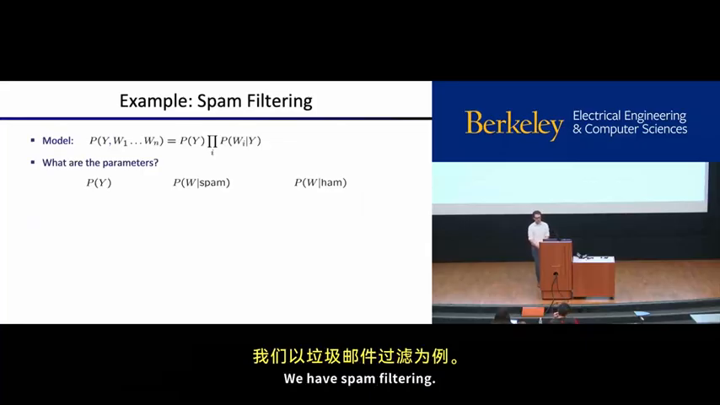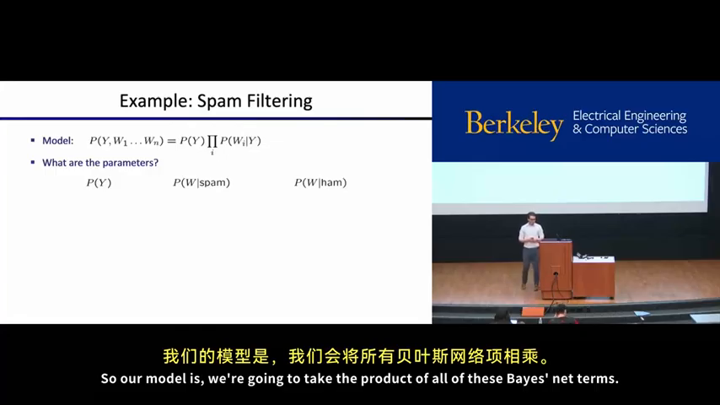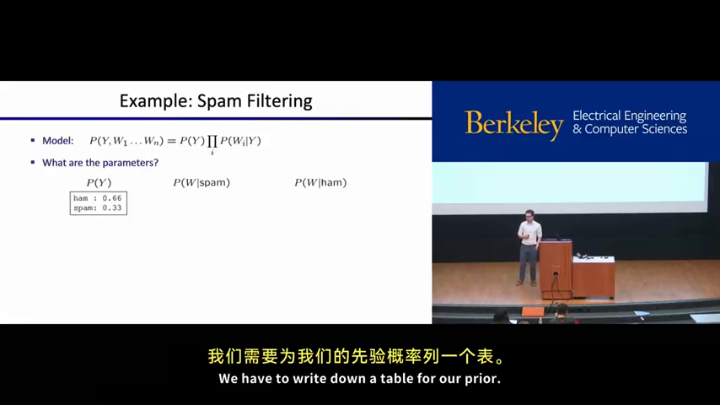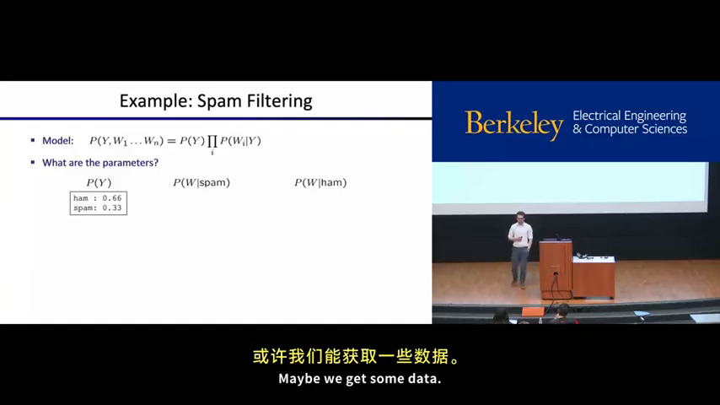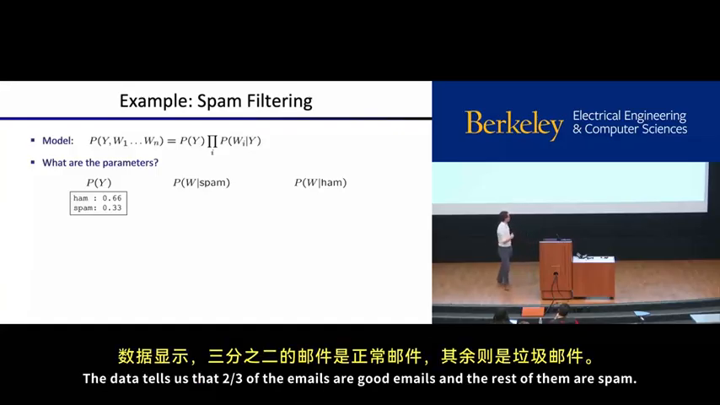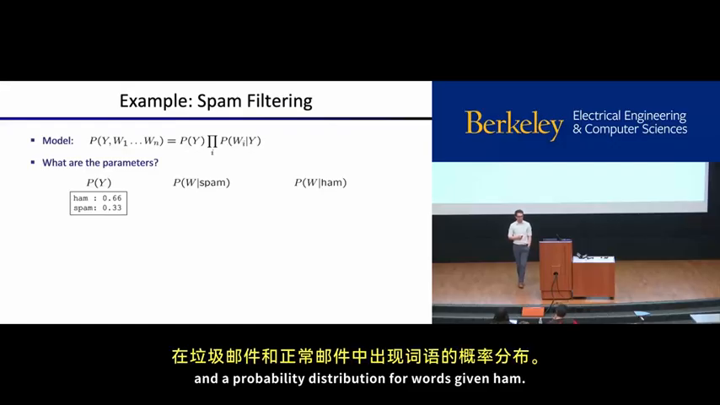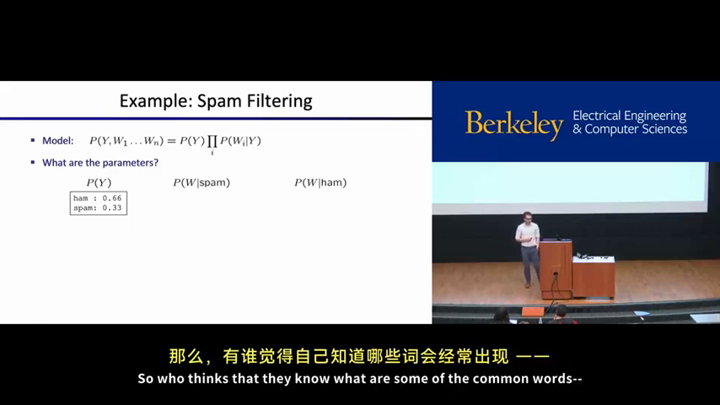So here's our example. We have spam filtering. Our model is we're going to take the product of all of these BayesNet terms. We have to write down a table for our prior. Maybe we get some data. The data tells us that 2/3 of the emails are good emails and the rest of them are spam. Then we have to write down a probability distribution for words given spam and a probability distribution for words given ham.